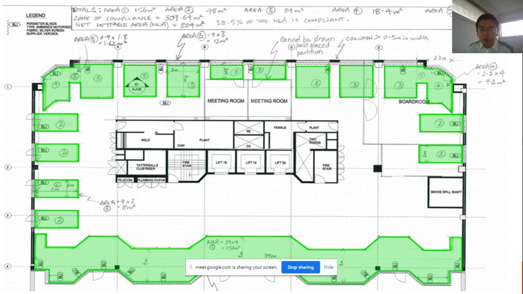And the result is presented like this. So all the green highlight areas is the compliance area. And you can see in this example, there's over 38.5% of the area is compliance with daylight, which means it's not performing very well. So we need to do something to improve the performance.